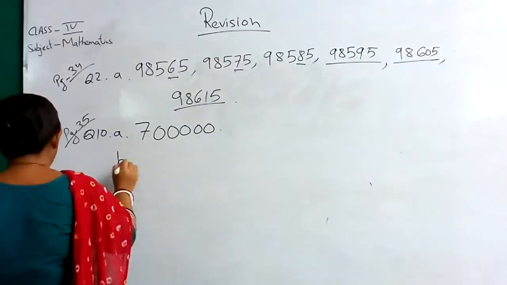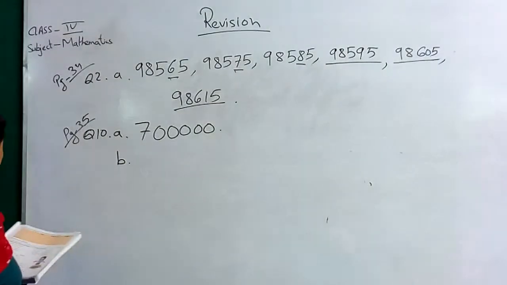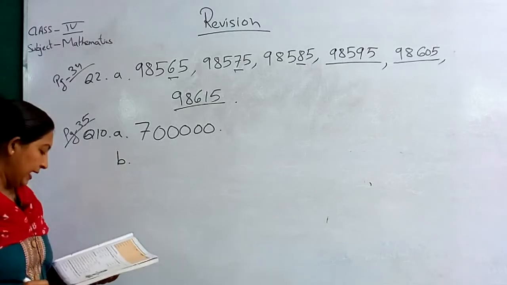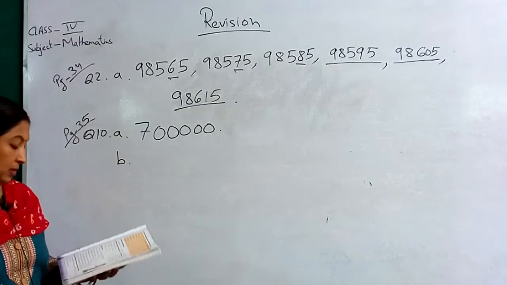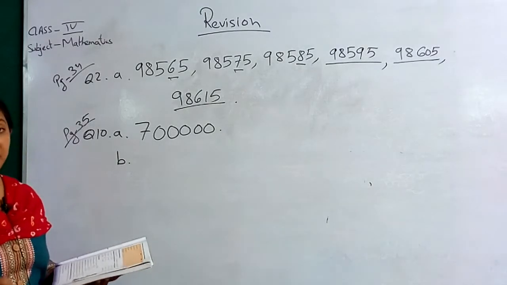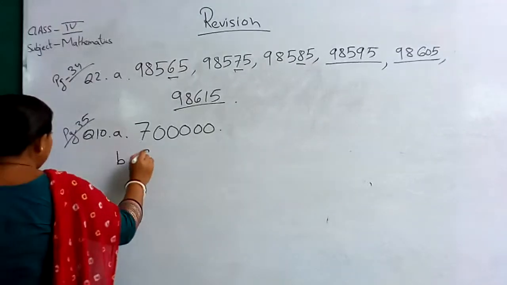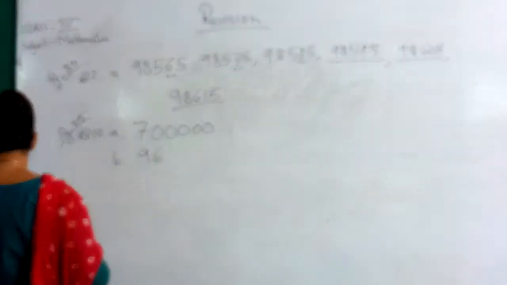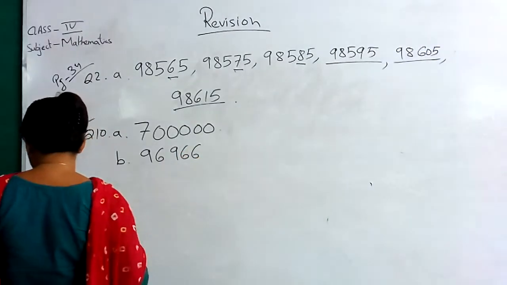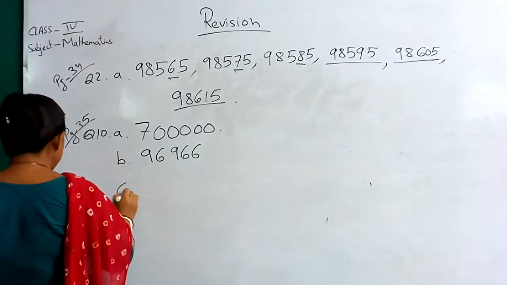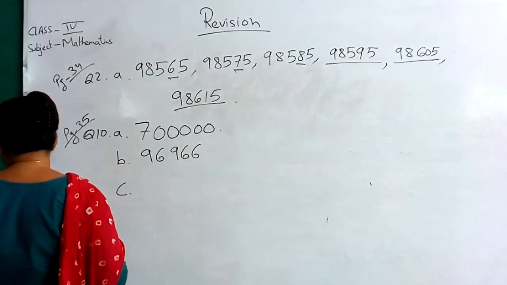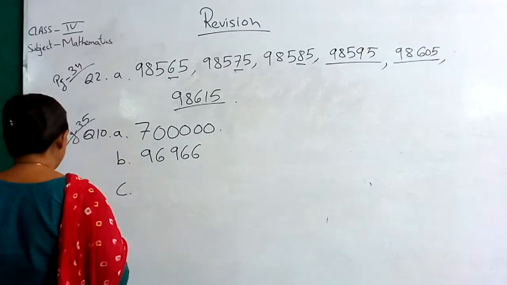Okay. Now number B. The successor of 96,965 is. Now you have to write the successor. Successor means you will add 1. Clear? So when you add 1 with 65, it will become 96,966. C. The face value of 2 in 20638.